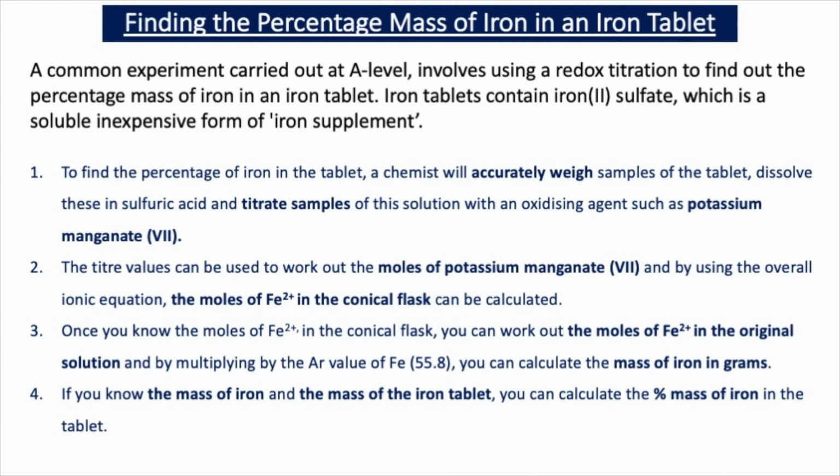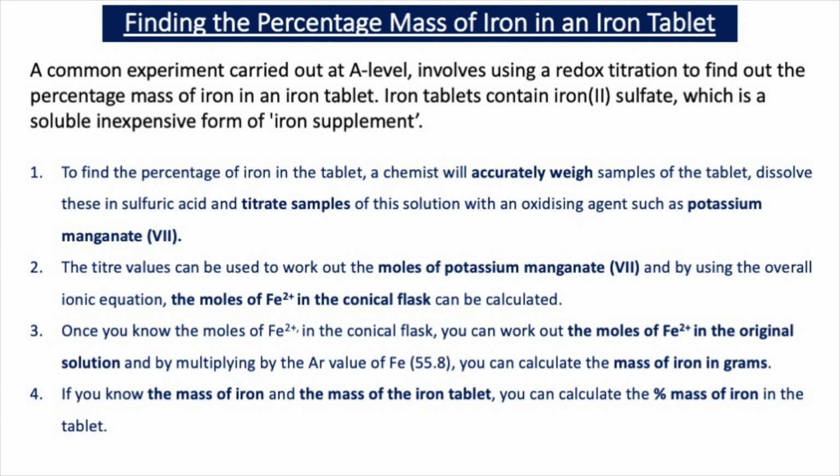Now at A level, a common experiment carried out involves using a redox titration to find out the percentage mass of iron in an iron tablet. Iron tablets contain iron(II) sulfate, which is a soluble, inexpensive form of iron supplement. And to work out the percentage of iron in an iron tablet, you use the following method.